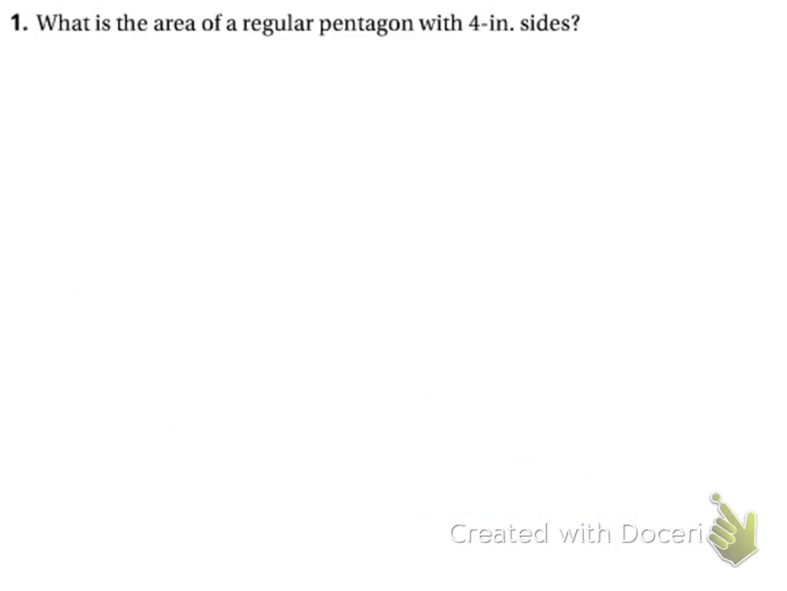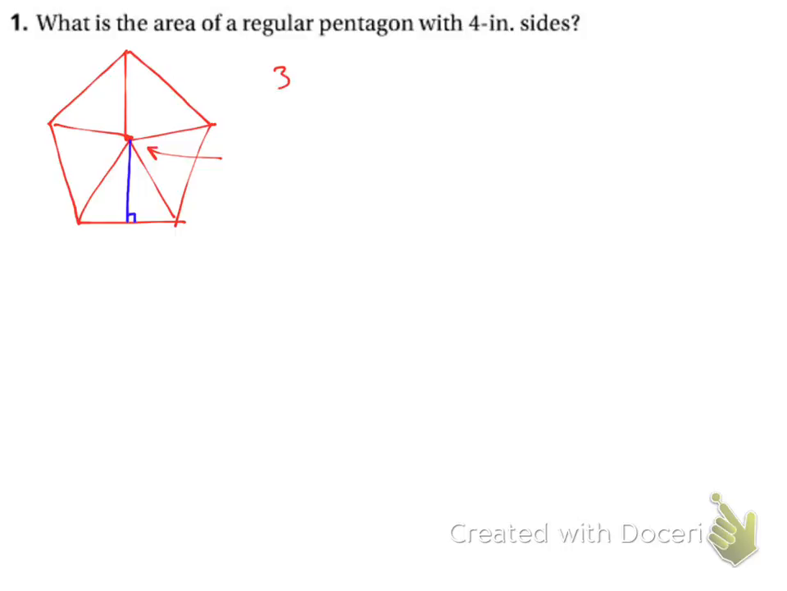Find the area of a regular pentagon with 4-inch sides. So again, a pentagon is going to have 5 sides. And so it's going to divide into 5 pizza slices. And again, what I'm looking for is to find my apothem. So I know that this middle angle here, I can do 360 divided by the number of pizza slices, which is 5. Gives me 72. So again, I'm going to cut out this triangle to use trig.